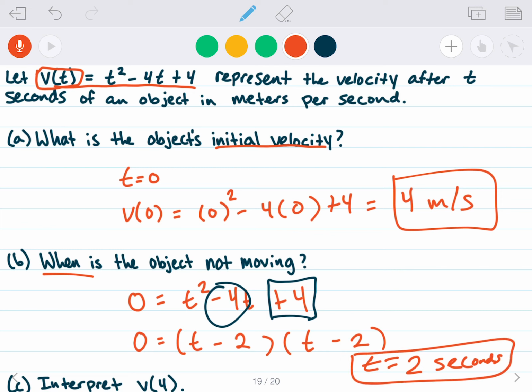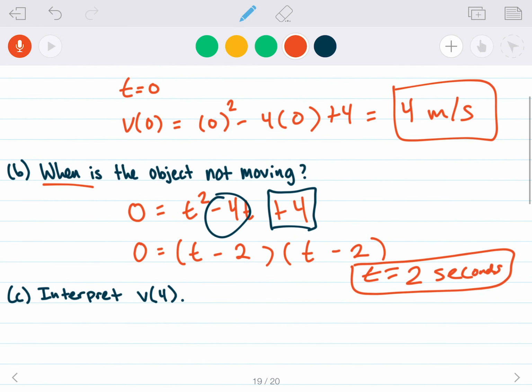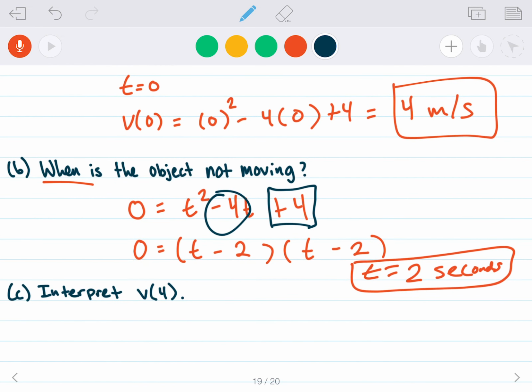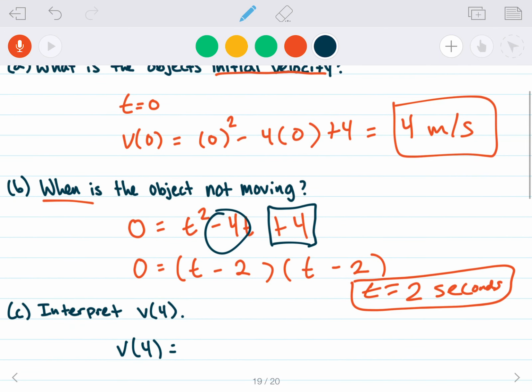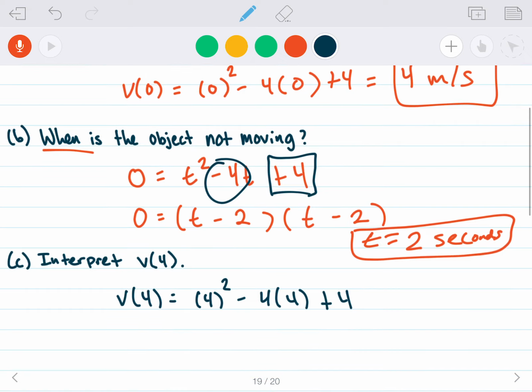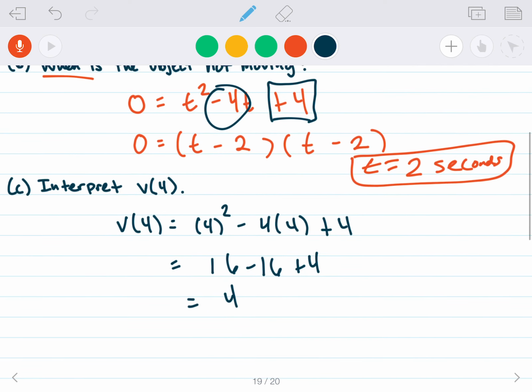Okay. Now let's go ahead and interpret v of 4. What does that mean? We're inputting 4 into our velocity function for t. So v of 4, if I plug in 4 anywhere I see a t into my function up here, I get 4 squared minus 4 times 4 plus 4. Lots of 4s going on. We get 16 minus 16 plus 4. This is 4.